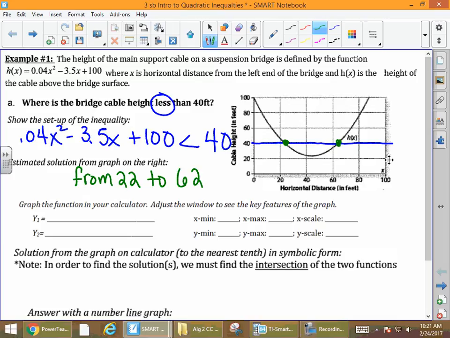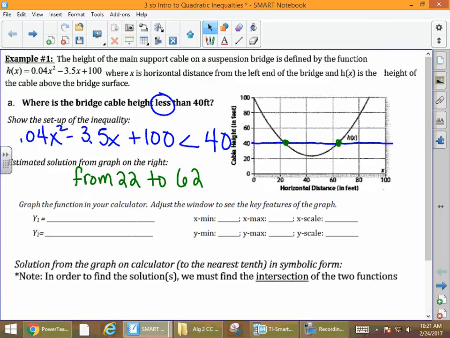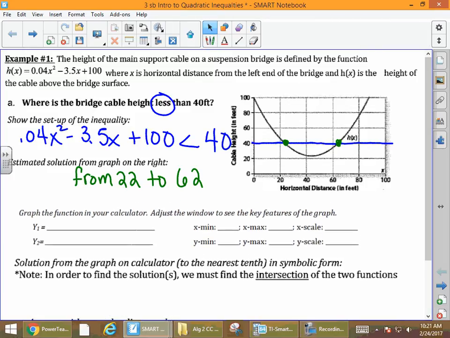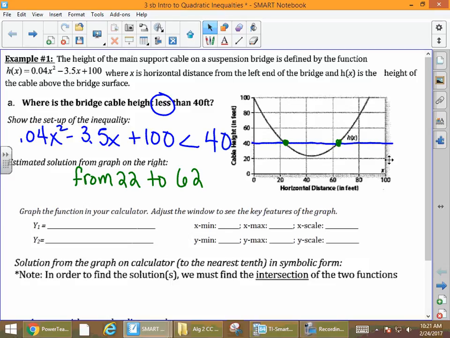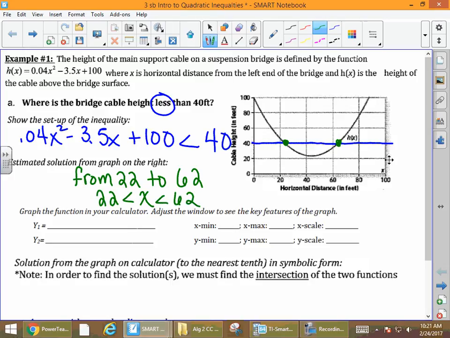Remember, we're just estimating. I do want to write it in more mathematical terminology here. So I like to do it with the from 22 to 62, but realistically what we're going to be writing is that x is going to be somewhere between 22 and 62. In here, on our graph, is where we're underneath.